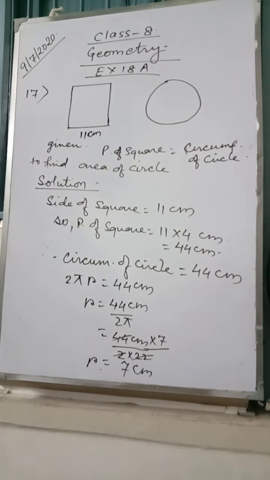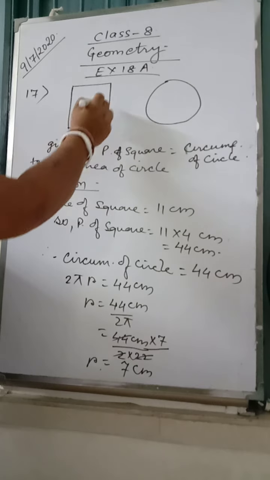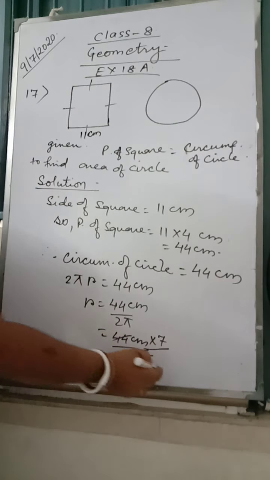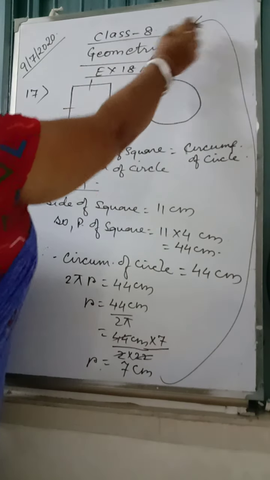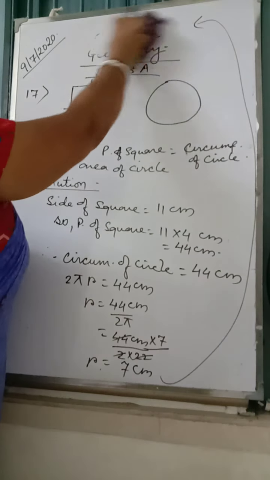If the radius is 7 centimeter, what would be the area? Once again I am telling you, it was given that the perimeter of the square was equal to the perimeter of the circle. So we got the perimeter of the square, equated it to the perimeter of the circle, and found the radius. Now we have to find the area of the circle.